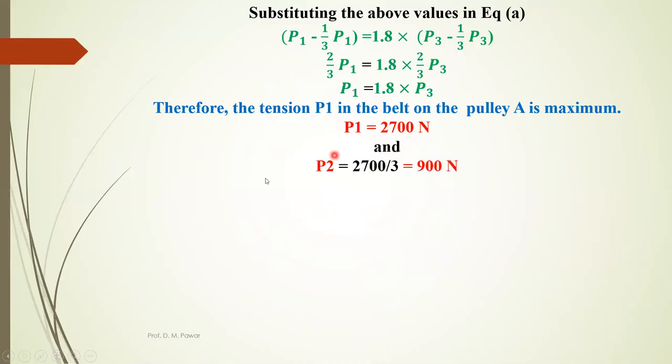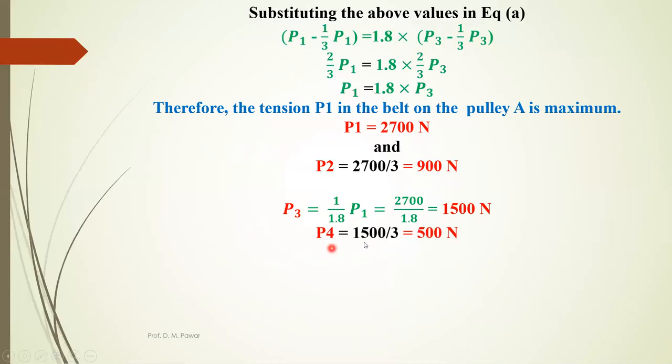Based on that, we can calculate the P2 value. P2 is nothing but P1 divided by 3, so it is 900 Newton. Similarly, we can calculate P3 by this equation. P3 is nothing but P1 divided by 1.8, so it is 1500 Newton. And as we know P3, we can calculate P4 also. P4 is P3 divided by 3, so it is 500 Newton. So that's how we calculate all these P1, P2, P3 and P4.